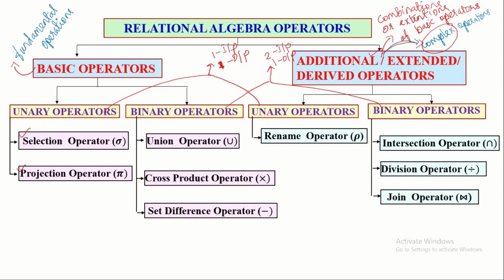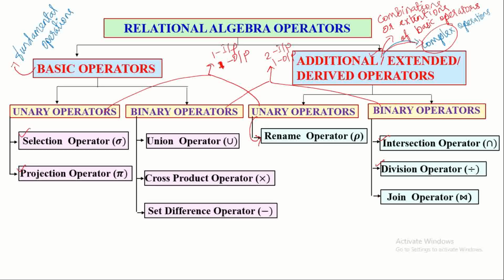Similarly, under the unary operators of additional operators, rename is included because it takes only one input table and produces one output table. And similarly, coming to the binary operators of additional operators, intersection, division, and join operators are classified under this because they work on two input tables and produce only one output table.